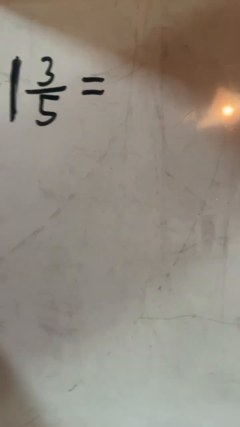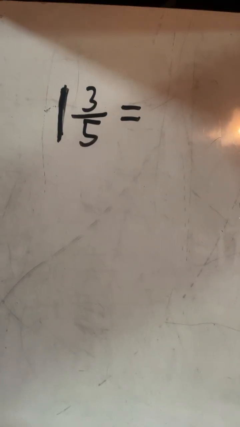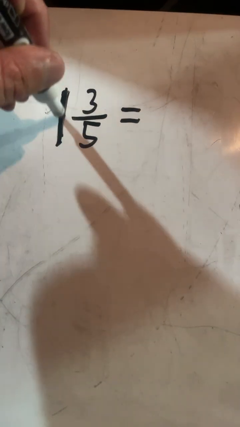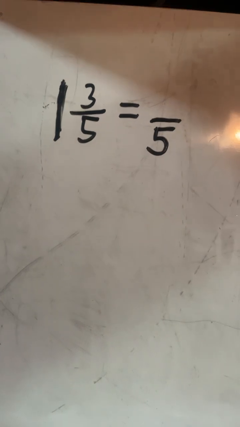All right, next example. 1 3/5. If I wanted to convert 1 3/5 into an improper fraction, step one, whatever the denominator is in the mixed number, it stays the same. So our denominator is 5. It's going to be 5 when we go to the improper fraction.